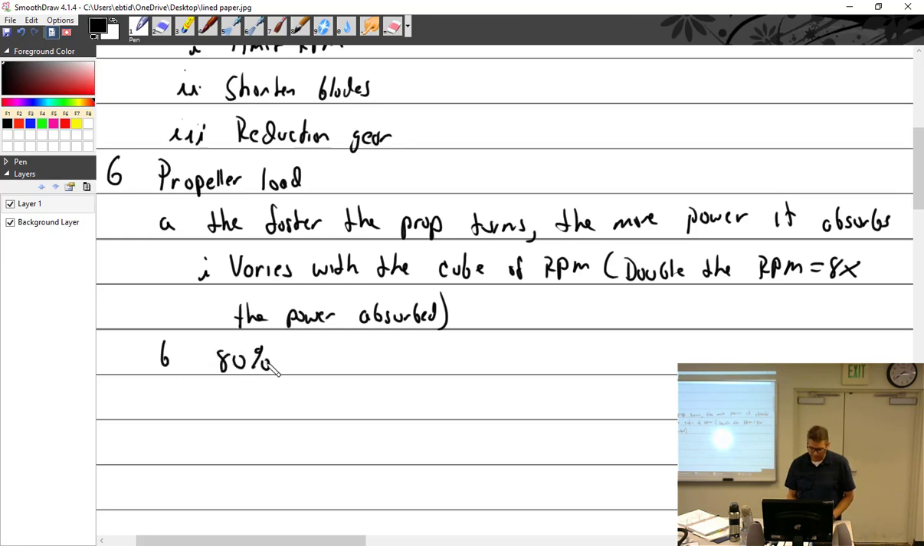80% of horsepower is used, or converted, to thrust, which means that 20% goes to friction and slippage.